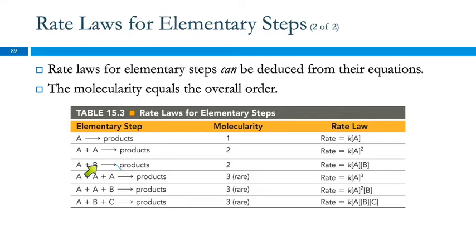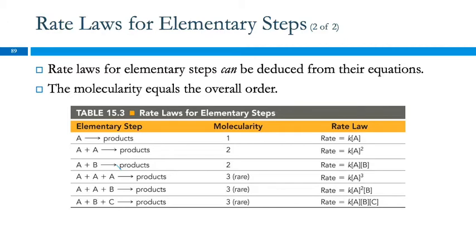Here we have A and B colliding. So one piece of A and one piece of B run into each other and make products. So this is also bimolecular, and its rate law is second order, but now it's got the concentration of A and the concentration of B. It's first order in each of them, but second order overall.